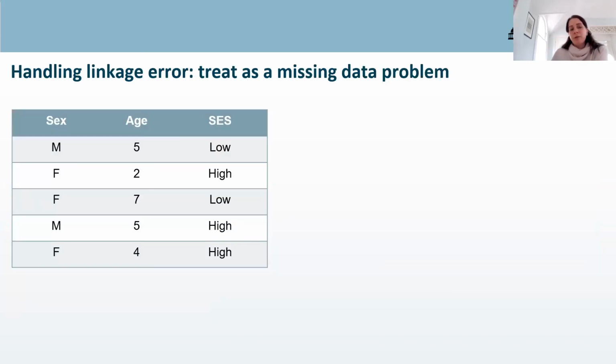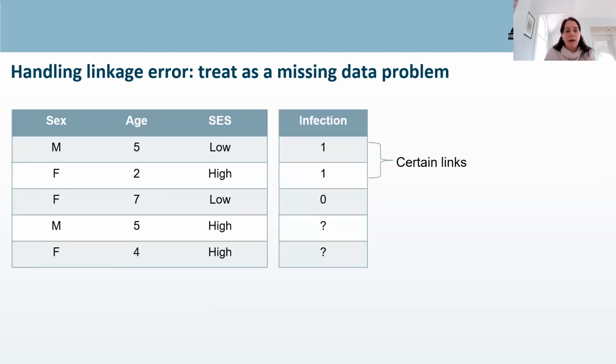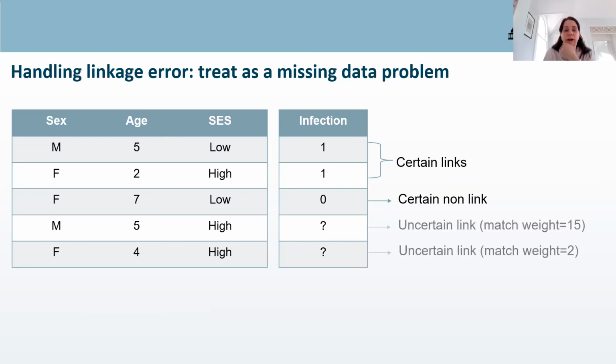So to give an example of how this might work, imagine if we had some survey records that we wanted to link with an infection status from a laboratory record. And we have some records that link with a high level of certainty, some where we know there's definitely not a link, and then others where there's a bit of uncertainty. And if we've done probabilistic linkage, then we might have a match rate associated with these less certain records.